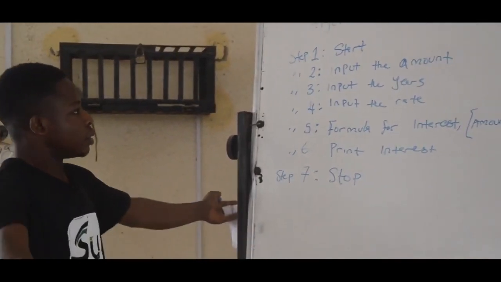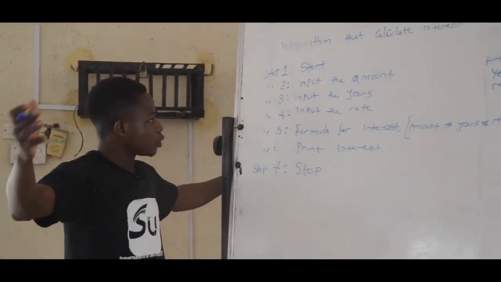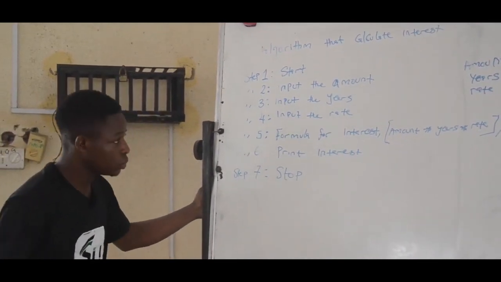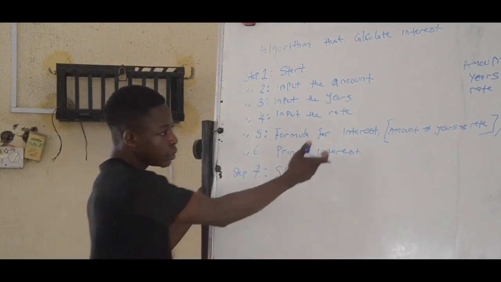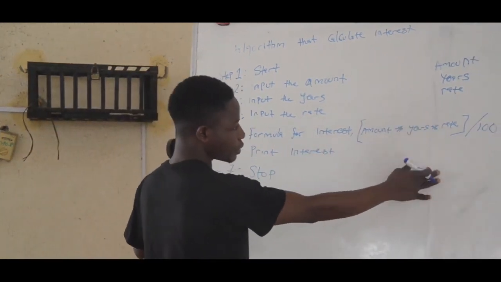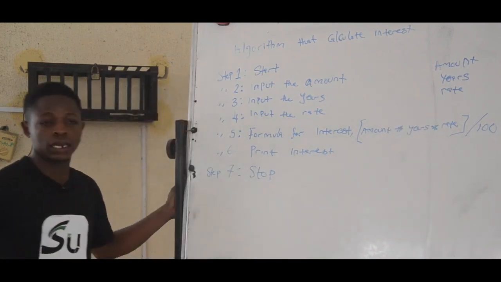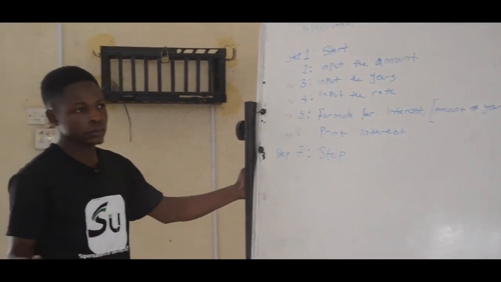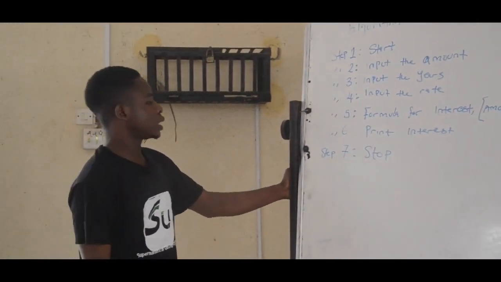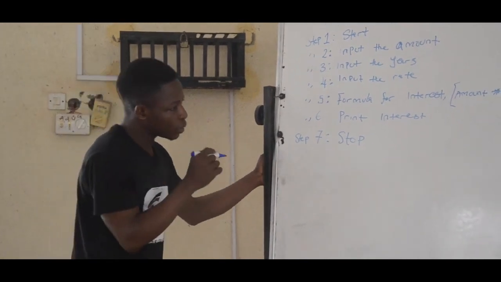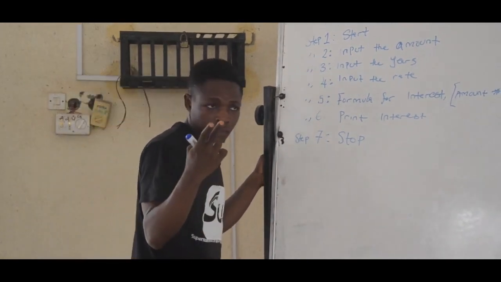You start by inputting the amount that your mom wants to save, then the years, which is the duration, and the rate that the bank is giving you. And our formula is interest equals amount multiplied by years multiplied by rate, then everything divided by 100, and this will show your interest. And the next thing is stop. And you still have to know it's possible inside a single algorithm to print 2 things. Yes, you can put 2 things.